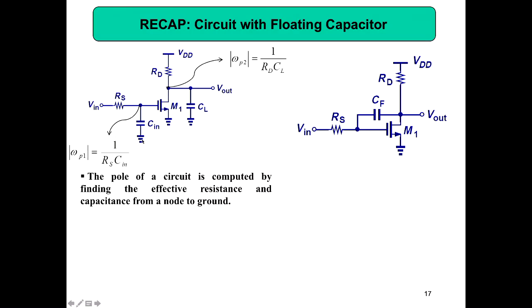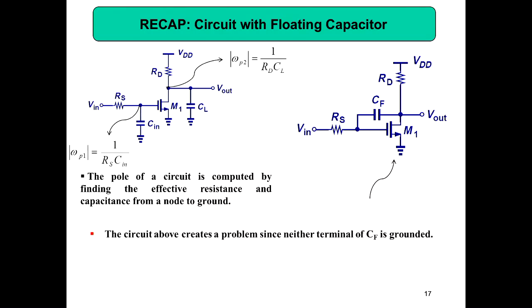So please understand, without Miller's theorem, we can find the pole when you have a floating capacitor. This is called a floating capacitor because this is not connected to ground. This point is connected to a node, this point is connected to a node. This is not floating because one point is grounded, and this is a floating capacitor. So we use Miller's theorem. The circuit above creates a problem since neither terminal of CF is grounded. So then we can't find it like this. Here it is very simple to find a pole in the circuit.